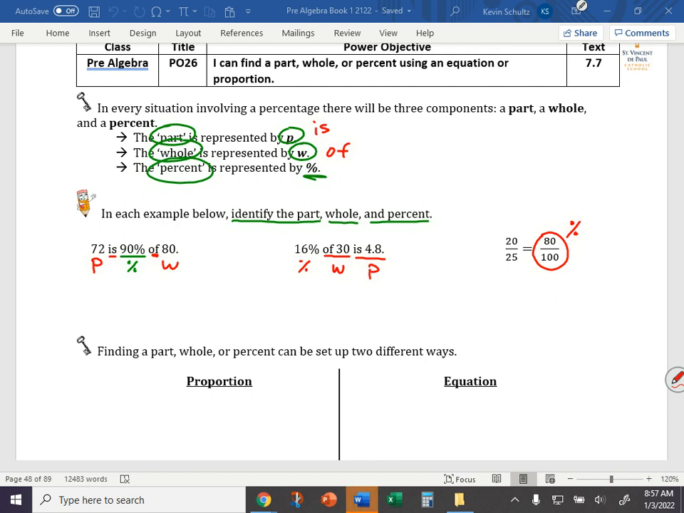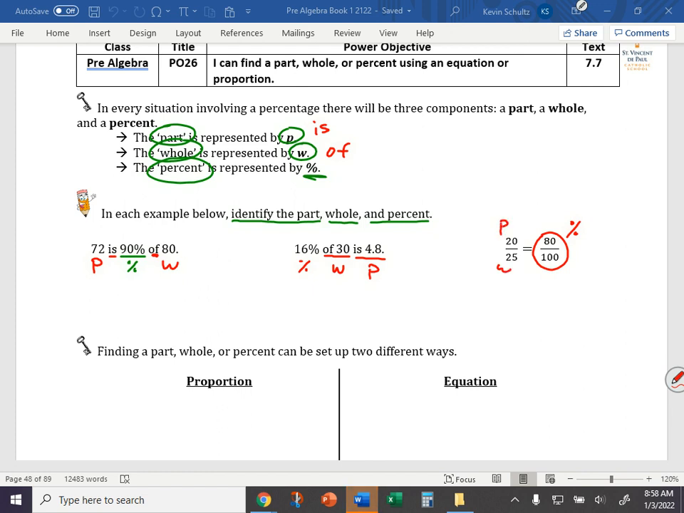Okay? And then 20 25ths, again, that fraction there, think about what you know about fractions. What part of a fraction is the part? What part of the fraction is the whole? Is 20 the part or the whole? Is 25 the part of the whole? John? 25 is the whole. Yeah. 20 is the part.